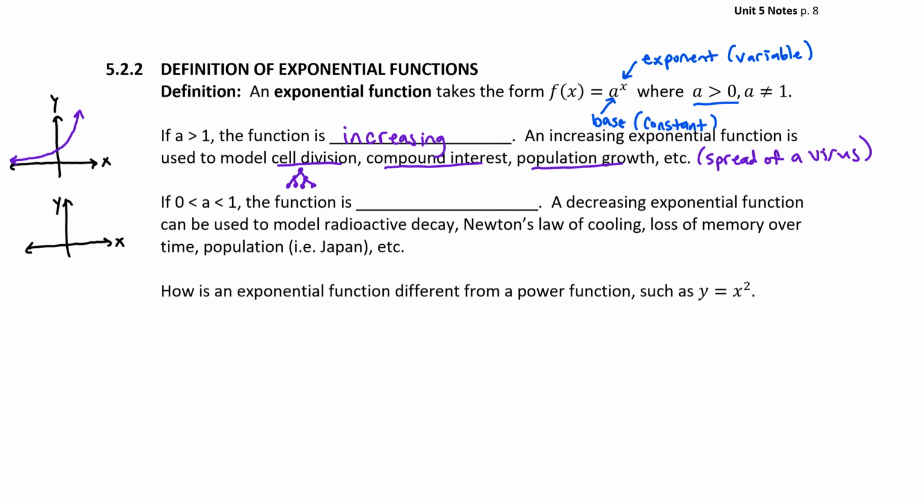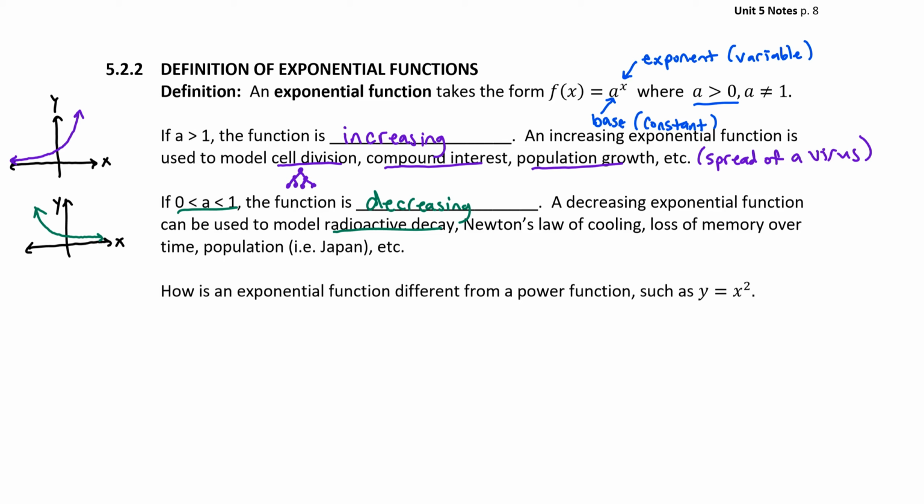Now, if the base a is a fraction between 0 and 1, that's what we're looking at here, a fraction, then the function is decreasing. So it has a similar nature to the first function we looked at, but it decreases very quickly. A decreasing exponential function can be used to model radioactive decay. So if there's some sort of radioactive accident, the radioactive substance decays very quickly at first, and then it levels out and slows down over time. So you have a steady state amount of radioactive material in the atmosphere.